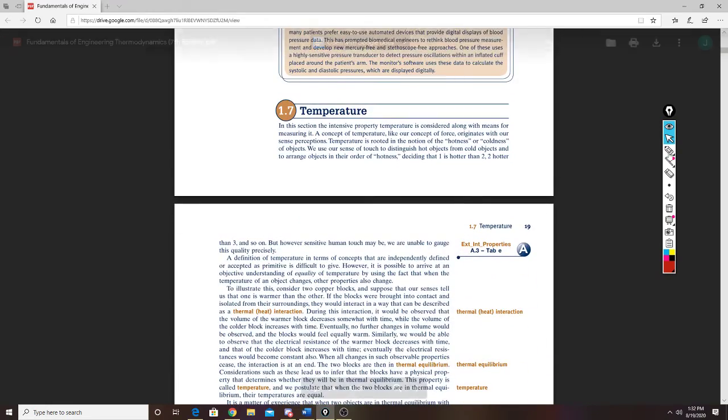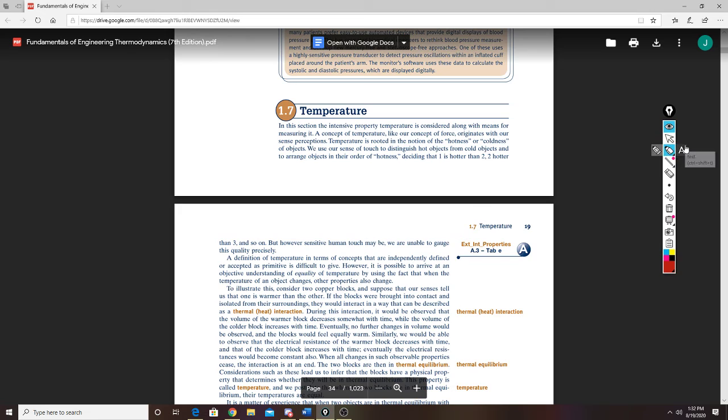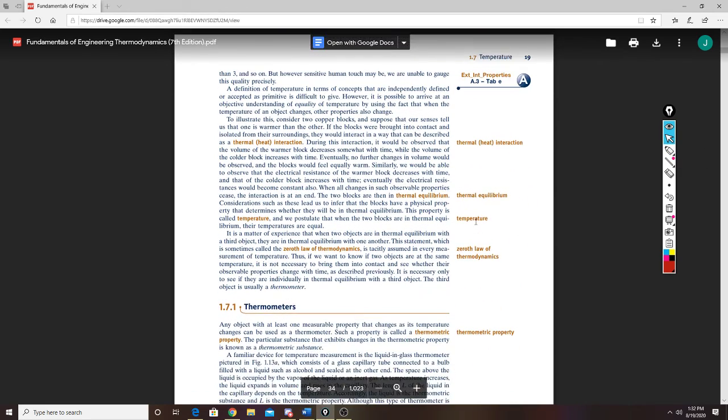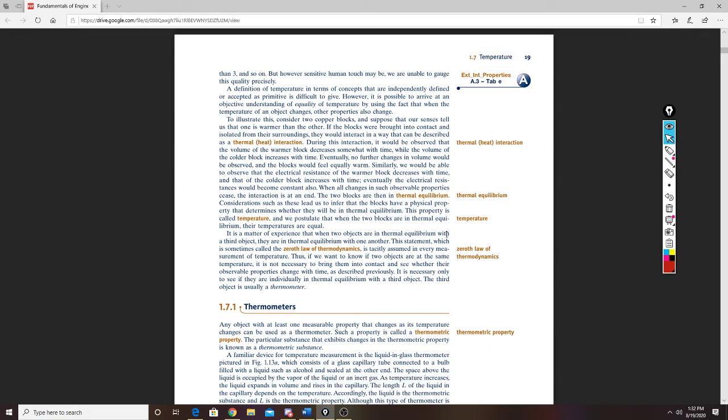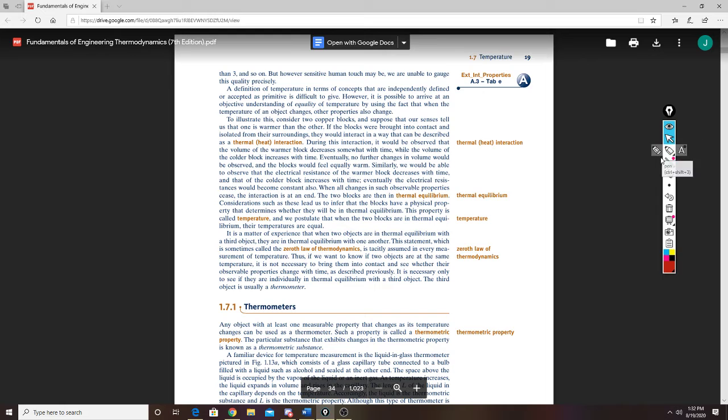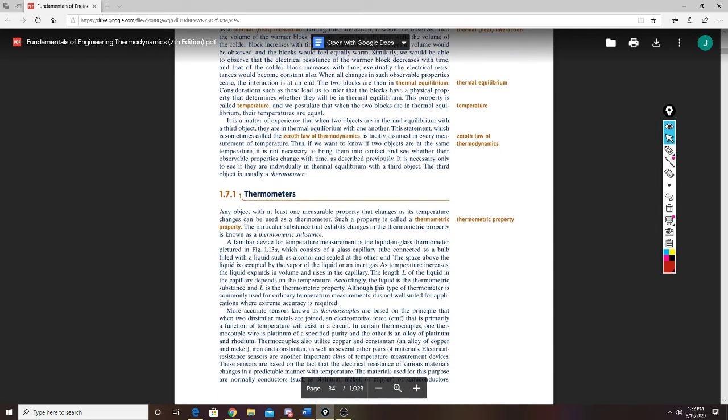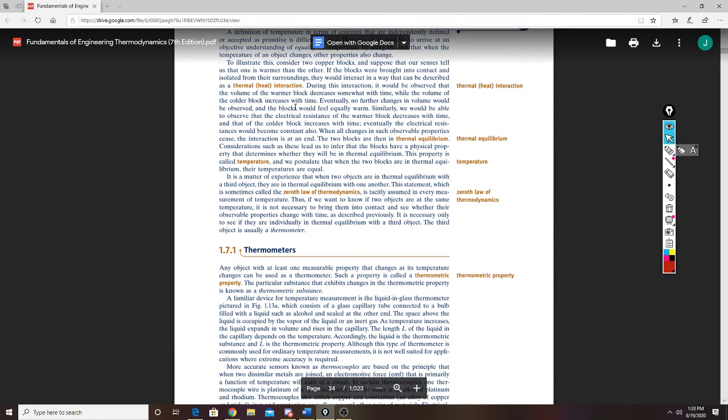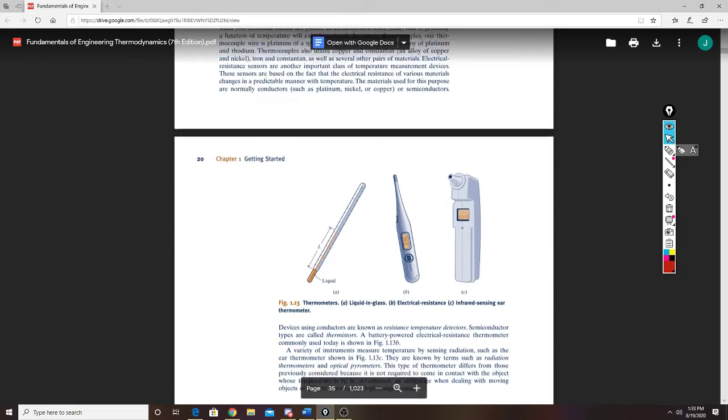All right. The next thing we have to talk about is temperature. This is another intensive property, which I'm sure we all know. I don't think we're going to spend too much time on that because I think we all understand temperature, and how to measure it: thermometer or thermocouple. It's not really important.